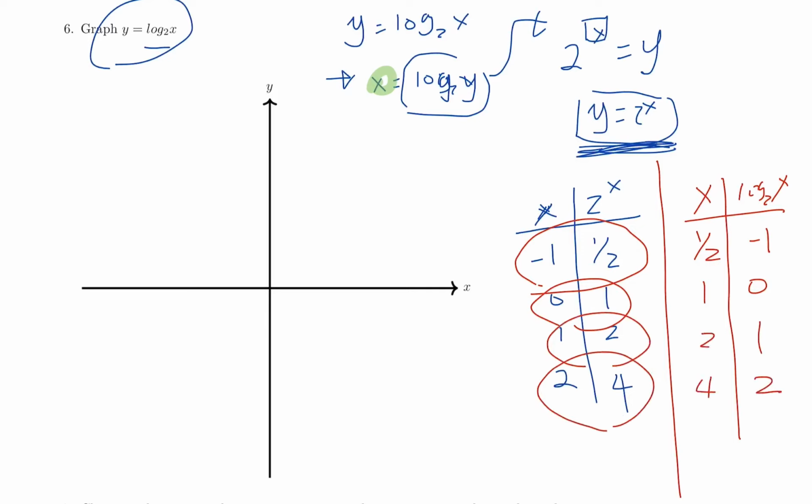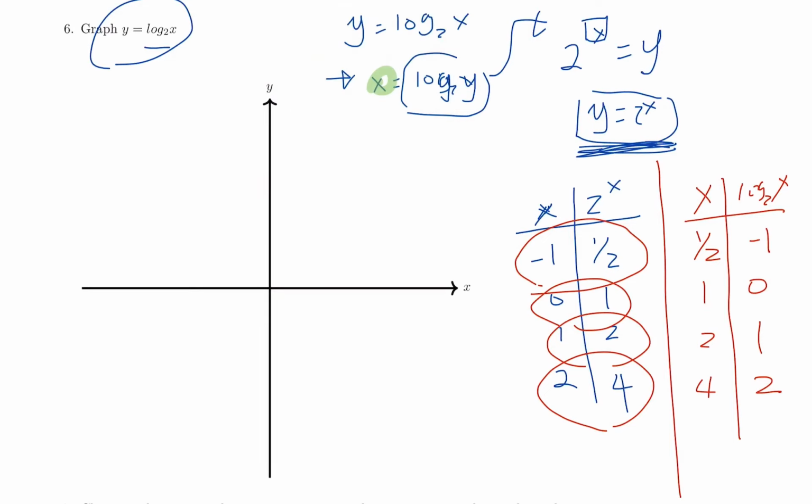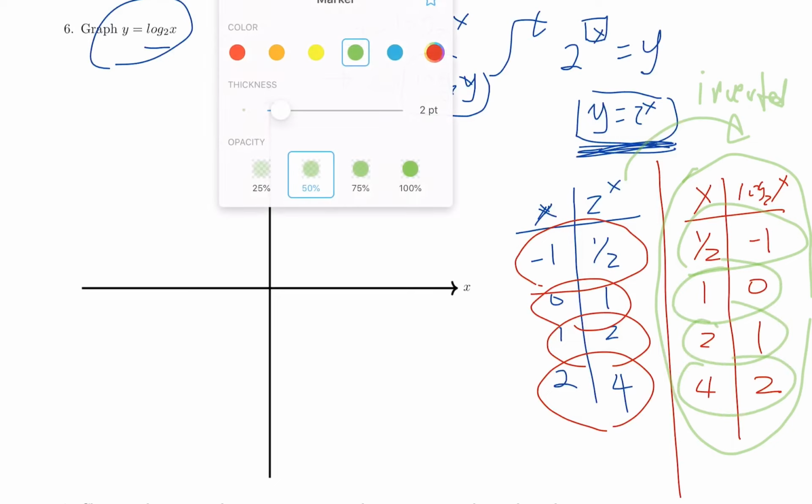So now we're going to use this table right here to draw a log function. Finding the exponential function actually allows us to find points from the exponential function, then we invert it. We inverted it, right? So then we're going to plot these 4 points. Okay, so let's plot those.